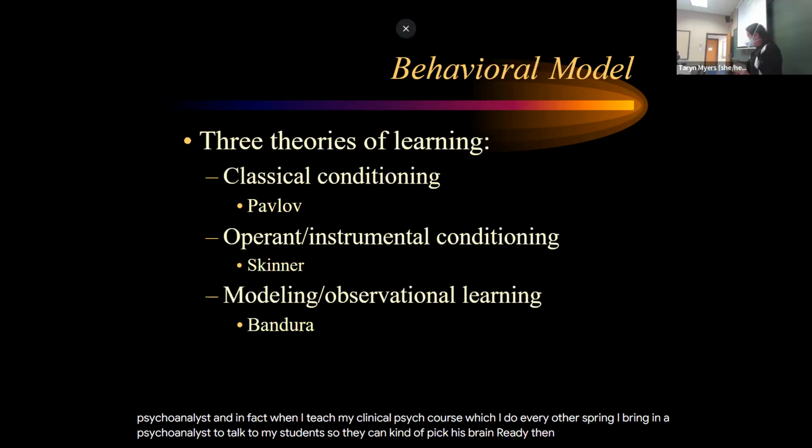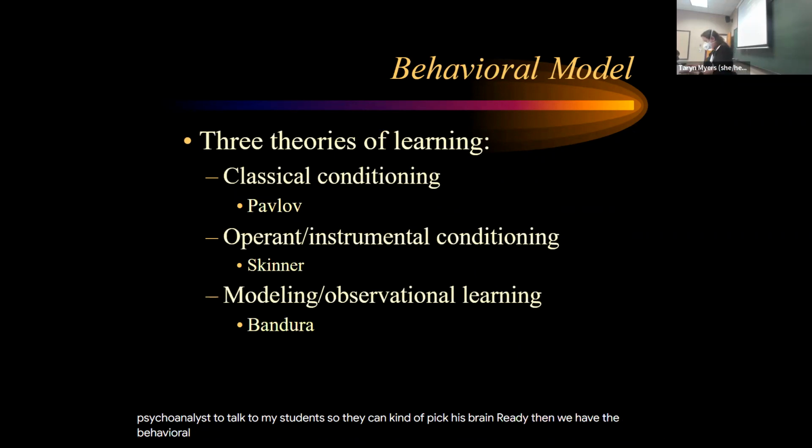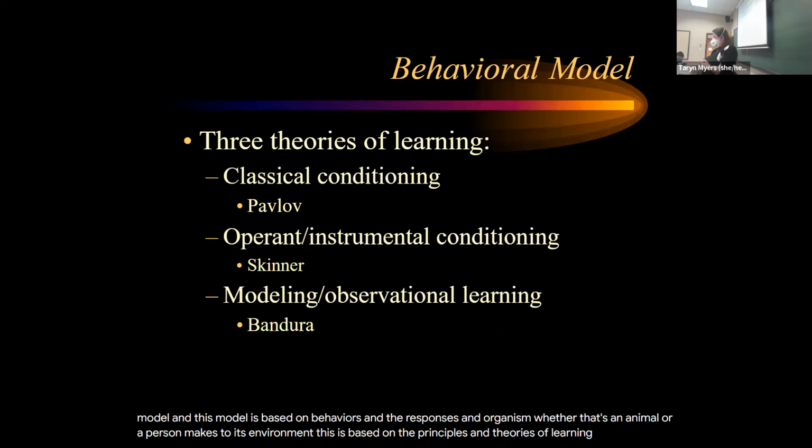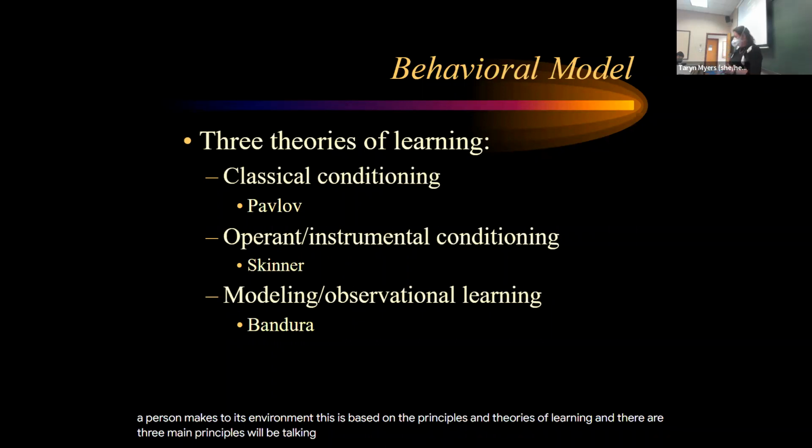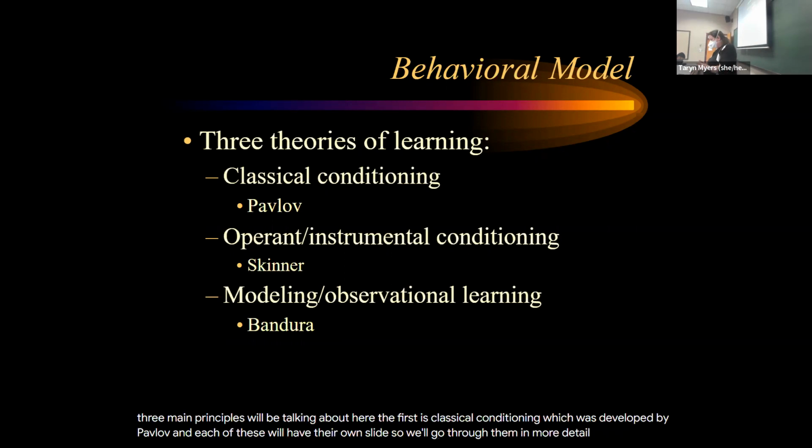Alrighty, then we have the behavioral model. This model is based on behaviors and the responses an organism, whether that's an animal or a person, makes to its environment. This is based on the principles and theories of learning. There are 3 main principles we'll be talking about here. The first is classical conditioning, which was developed by Pavlov, and each of these will have their own slides, so we'll go through them in more detail.